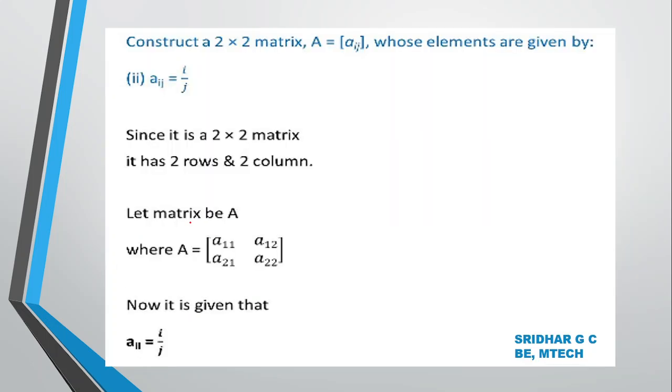Okay. Next, one more. Same way, construct a matrix of 2 cross 2. For this, they have changed the Aij. Here, check it out. The second one: Aij equals i by j. Anyhow, they are telling us 2 cross 2, which means the order of the matrix will be 2 rows and 2 columns. So substitute in the same way: i equals 1, j equals 1 for A11, then A12, A21, A22.